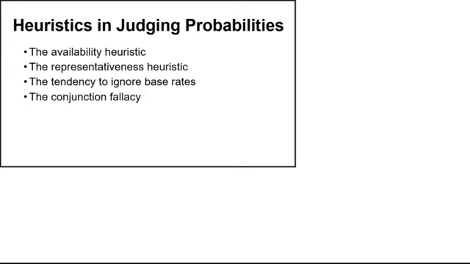But then if they show us an image of somebody who looks kind of like a librarian, we suddenly seem to forget that base rate, that 1% of the population, and they show us Steve. And Steve looks kind of like a librarian, and so we're going to say, oh yeah, no, the odds that Steve is a librarian are like 20%.